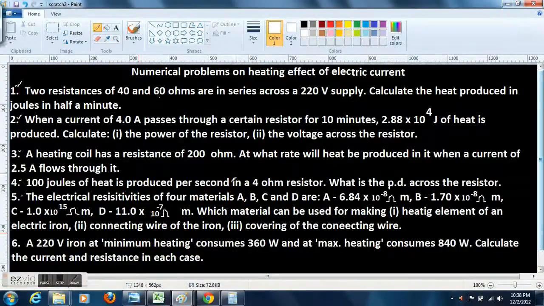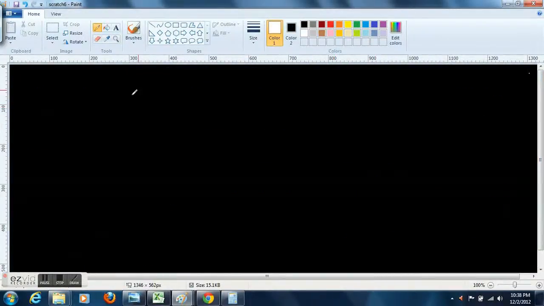In this tutorial, I will start discussing the solutions of this problem. Let me start with problem number 1. Two resistances of 40 and 60 ohms are in series across a 220 volt supply. Calculate the heat produced in joules in half a minute.